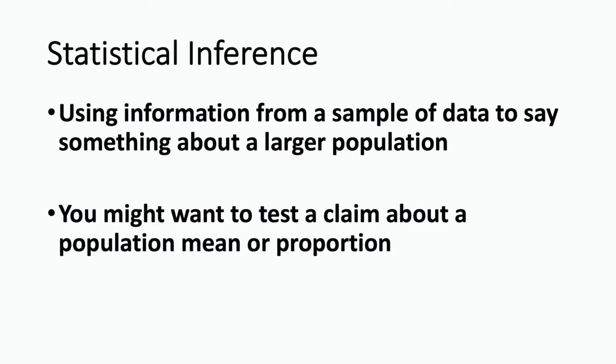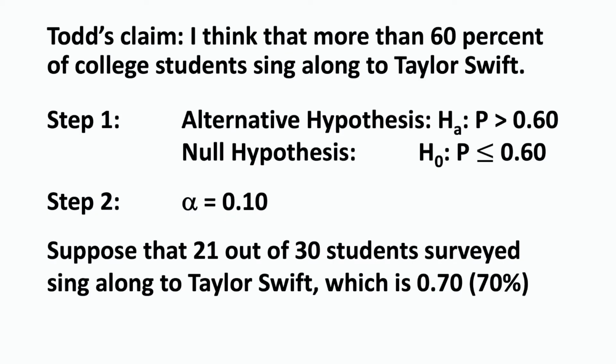The practice of statistical inference involves using information from a sample of data to say something about a larger population. For example, you might want to test a claim you have about a population mean or proportion. So here's a claim I have about a population proportion. I think that more than 60% of all college students hum along to Taylor Swift songs. Of course, I would never have access to every single college student, so instead I try to test this claim doing statistical inference, that is, taking information from a sample to say something about that larger population.